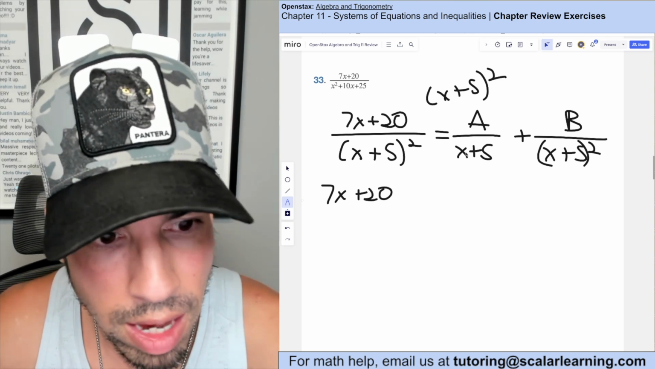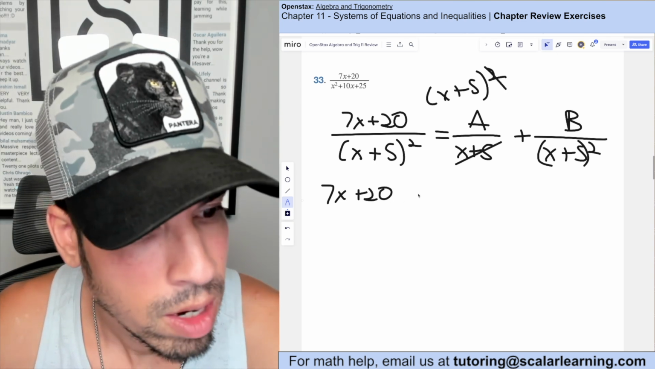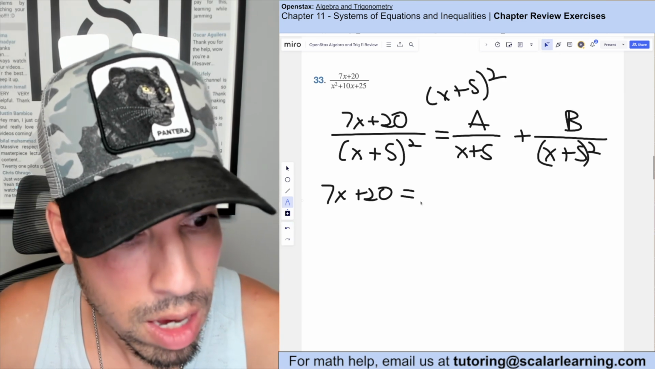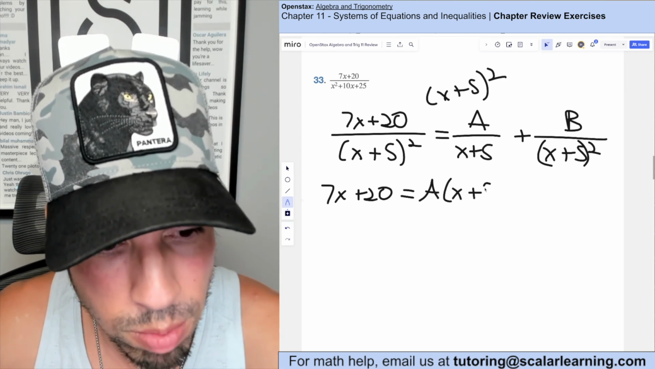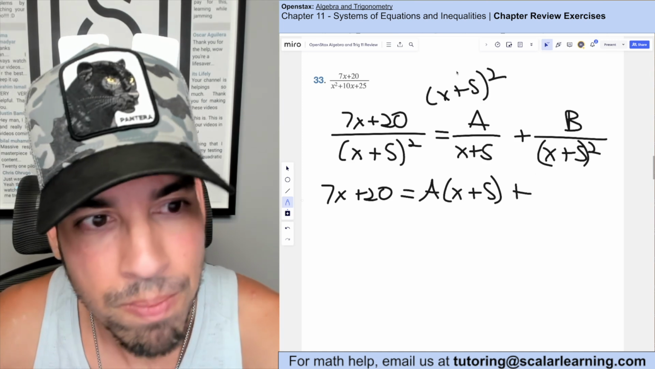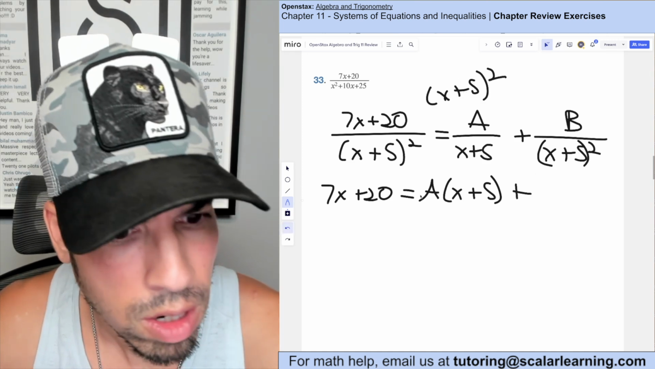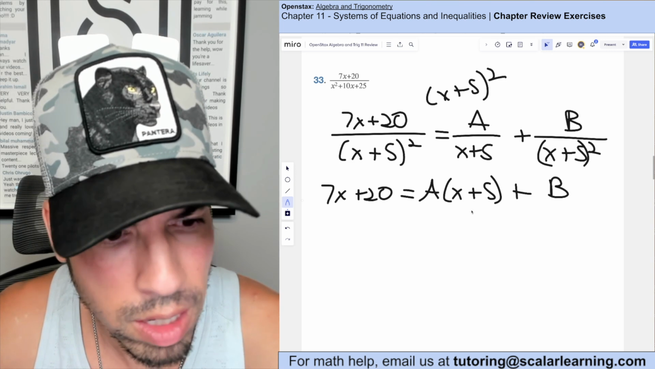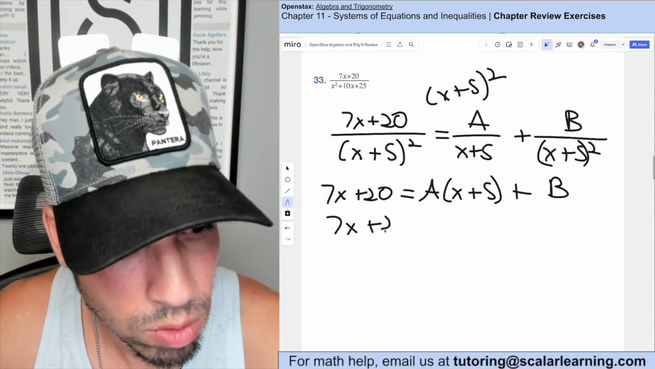When we multiply against the a, one of these is going to cancel out, and then we're left with a times a remaining x plus 5. And then we multiply against the b, these are going to completely cancel out, and we're just left with b, like so. All right, now we're going to simplify on the right-hand side.